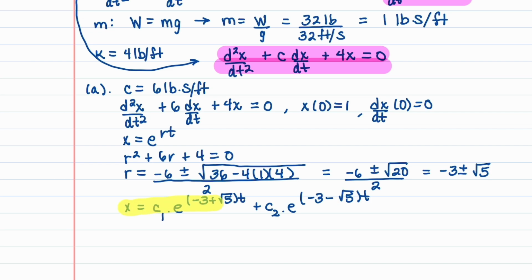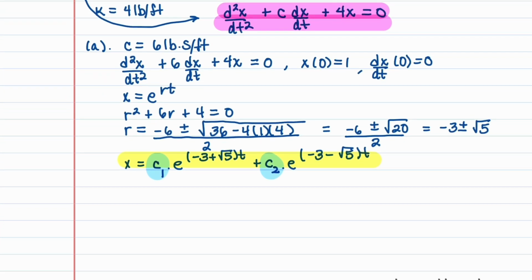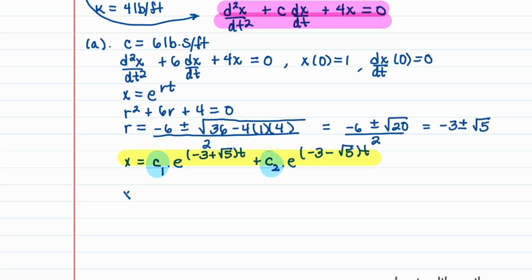Let's go ahead and highlight this. There's our solution. Now what we need to do is find c1 and c2. We're going to use our initial conditions to get that. We have that x of 0 is equal to 1. x of 0 is going to just be c1 plus c2 because e to the 0 is equal to 1. And this is 1. That is one equation.